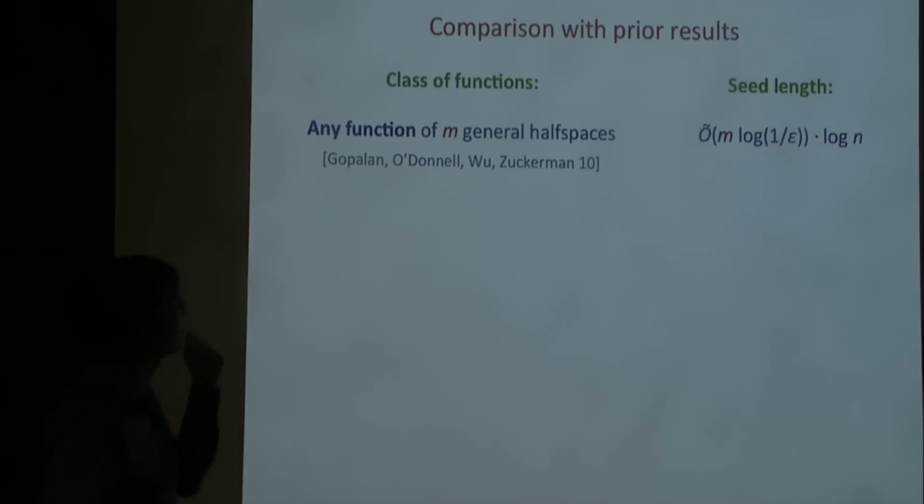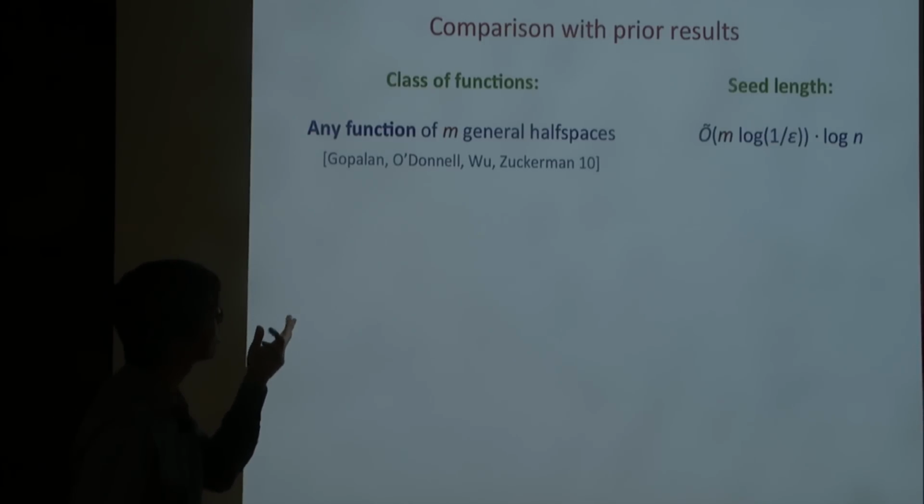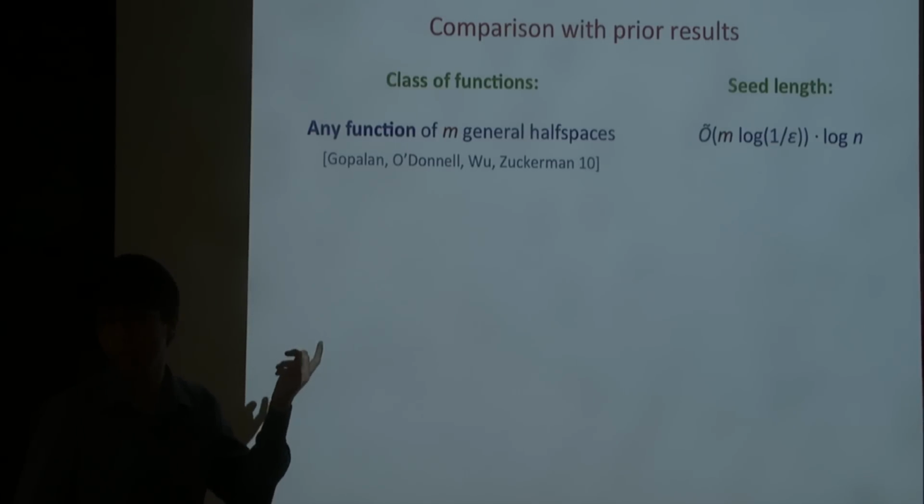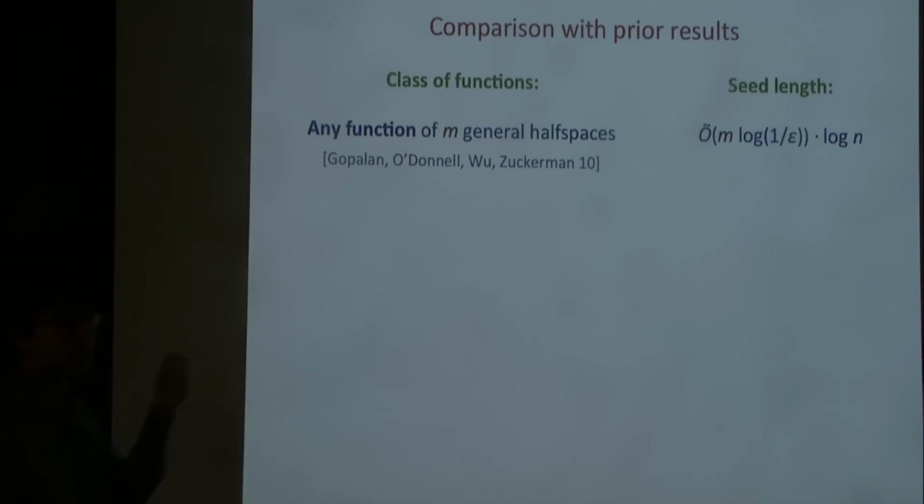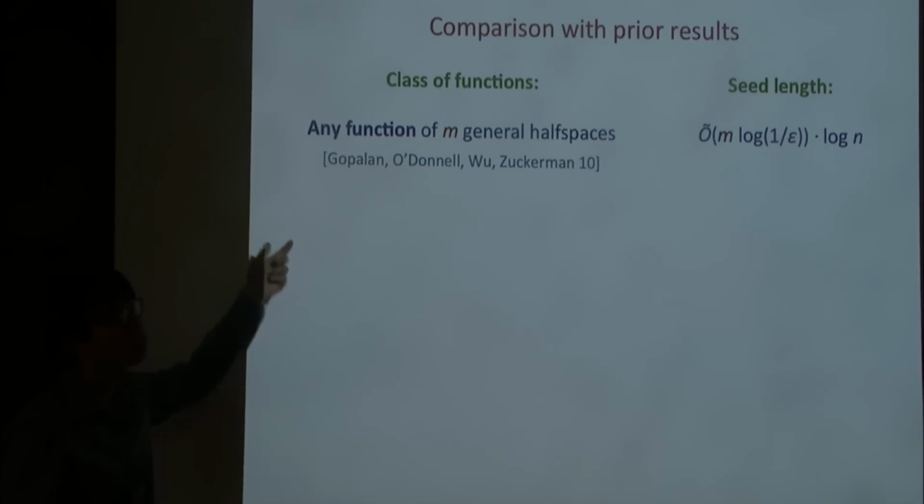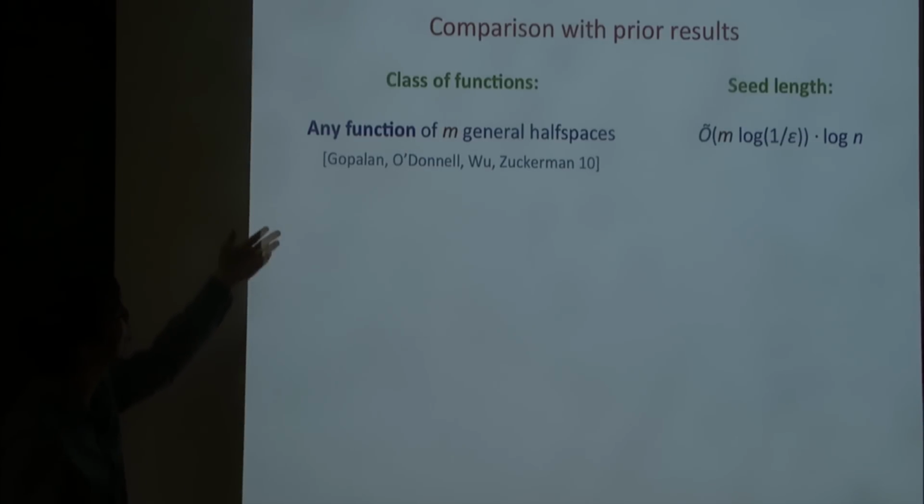However, they achieve seed length that is linear in m rather than polylogarithmic in m. No, the function is not fixed. It's one set that works for all functions of m hyperplanes. But it's linear in m. The seed length is linear. Yeah, the class of constant number of hyperplanes. Right. It's not too hard to see that since you're dealing with such a general class, certainly any function of m half spaces is a function over m variables.